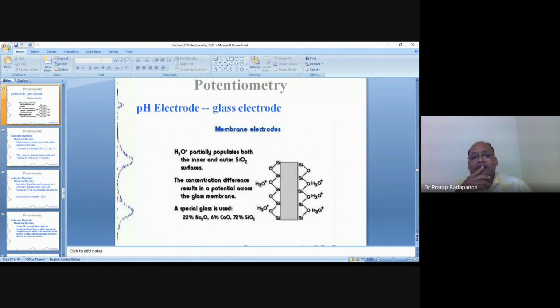The concentration difference results in a potential across the glass membrane. This is the scenario. A special glass is used: 22% Na2O, 6% calcium oxide, 70% SiO2. When this potential difference is created, this will happen.